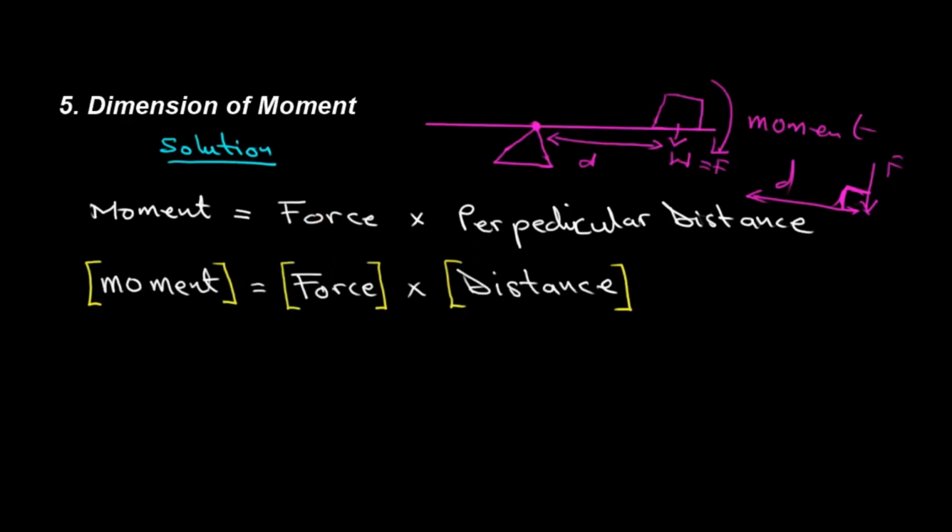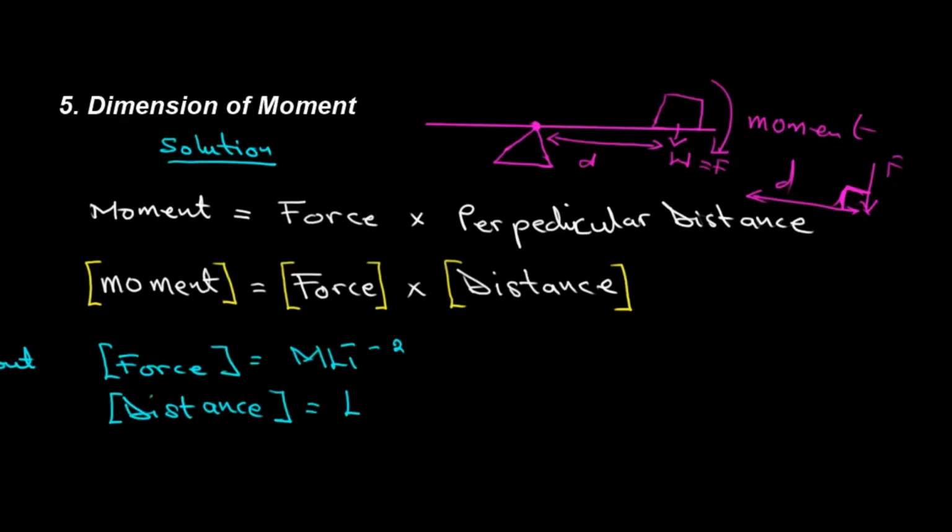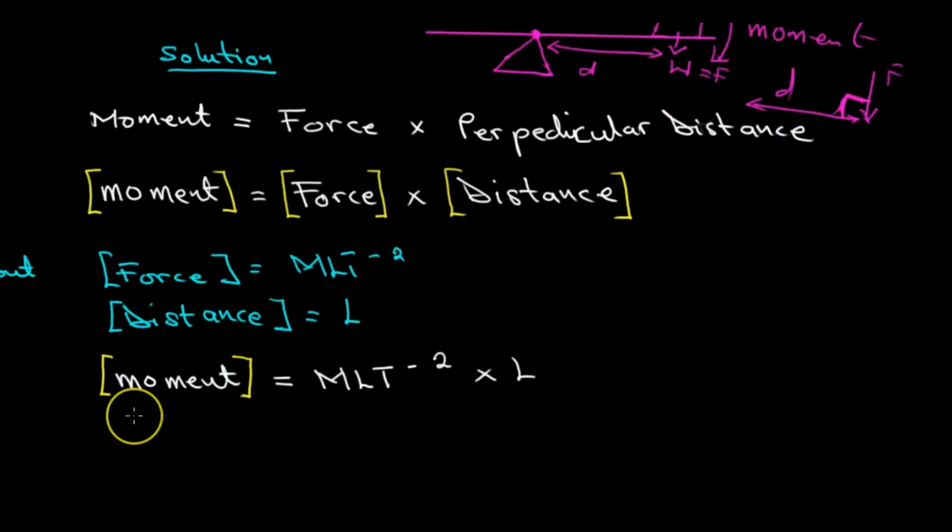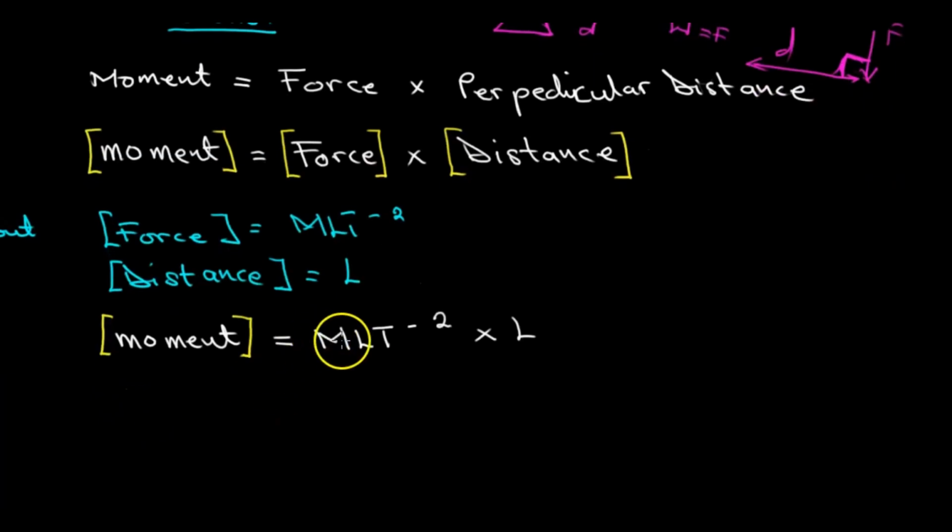The next step is to find the dimension of both sides as we've discussed in our previous videos. After finding the dimension of both sides, what we need to do is to find the dimension of each individual component. Now we know the dimension of force to be MLT to the minus 2 and dimension of distance to be L. All we need to do now is to substitute these two components into this formula to get the dimension of moment. So the dimension of moment is equal to MLT to the minus 2 multiplied by L. So this is the dimension of moment.